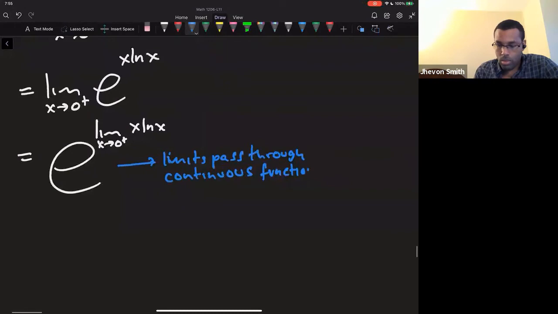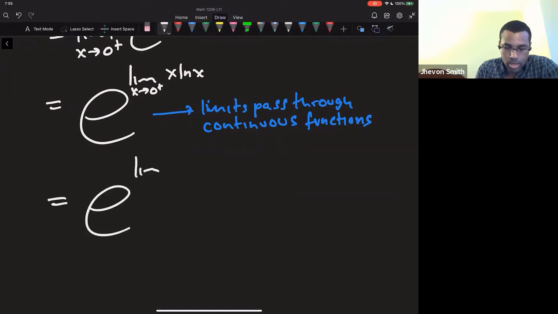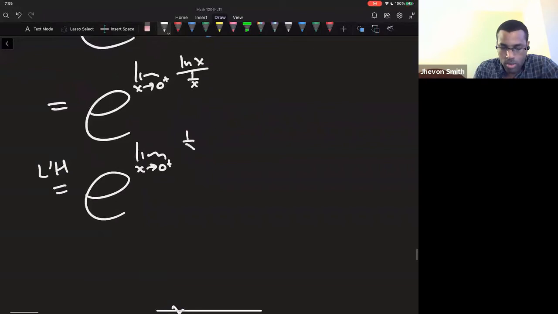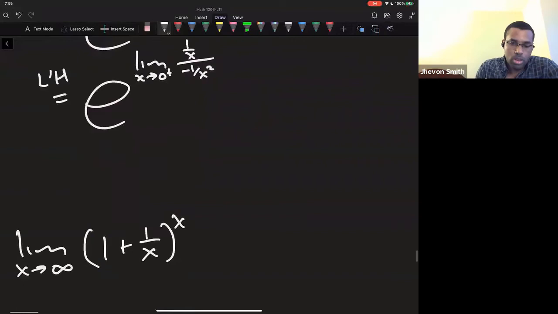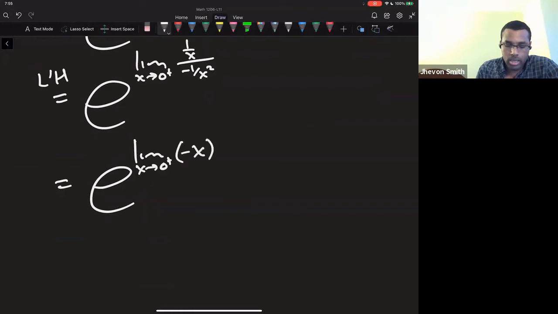And so now you can actually do L'Hopital's rule in the power. So this would be e to the limit of ln x over 1 over x. Now apply L'Hopital's rule. We would get 1 over x divided by minus 1 over x squared. And so that's going to be e to the limit. This simplifies into minus x, which gives you e to the 0, which gives you 1.